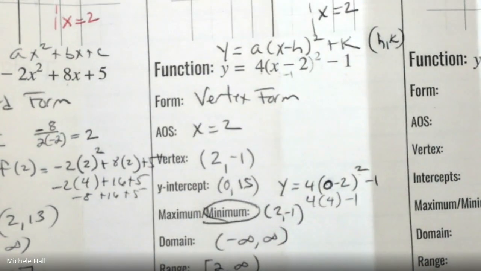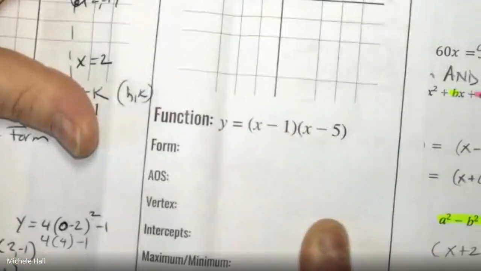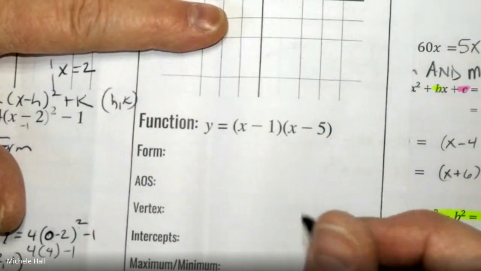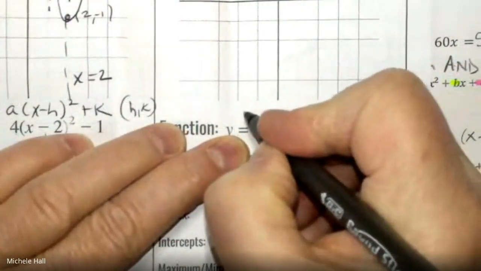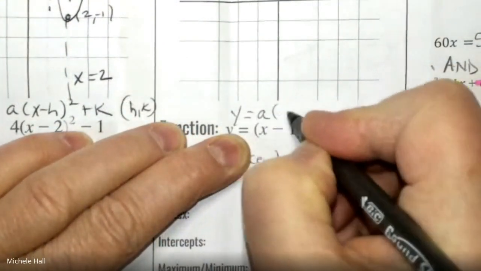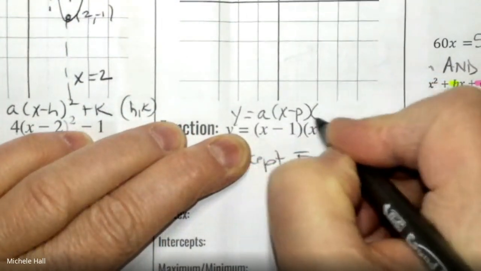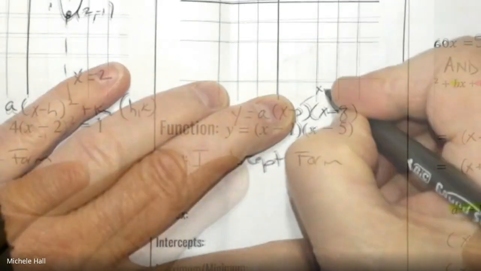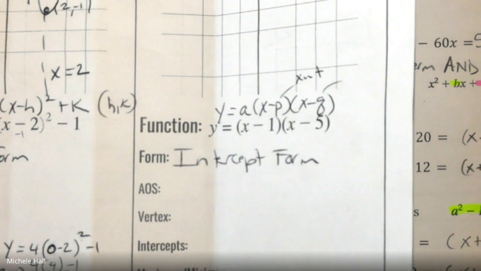And that was vertex form. One more form. What is the form of the third one? It's intercept form. The intercept form would be y equals a times x minus p times x minus q. X-intercepts are your p and q. How do I write intercepts? What are the intercepts?